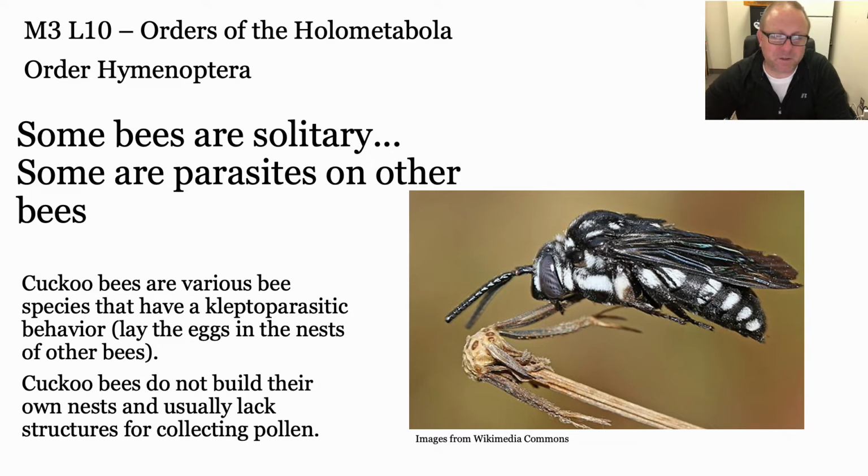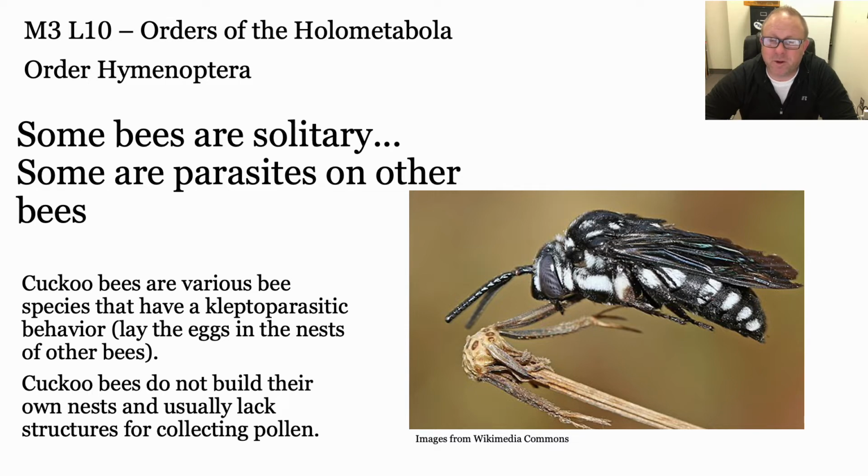An example of these are cuckoo bees. Cuckoo bees can be metallic, or they can be like this bee you can see here. These bees are nest parasites, so we call them kleptoparasitic. They don't build their own nest. They steal nests from others. So they lay their eggs in cells provisioned by the host bee.